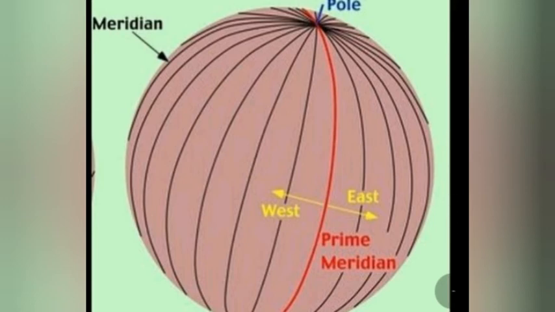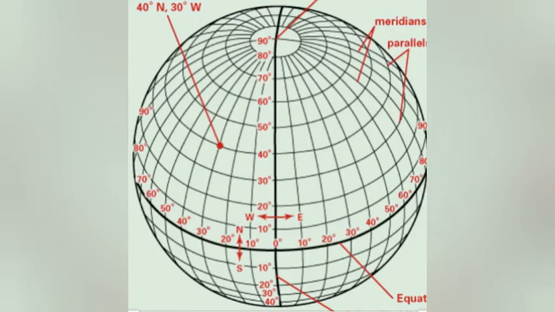All lines of the longitude are of equal length. They don't have different lengths. All have an equal amount of length. Lines of longitude are called meridians. Meri means mid and dian means day, which means midday, because all places along the same meridian of longitude experience noon or midday at the same time.